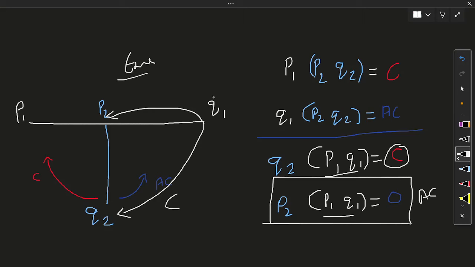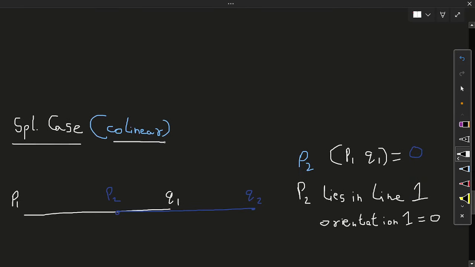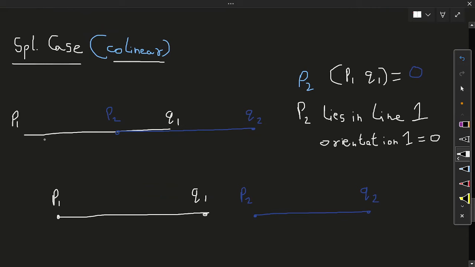So we have solved the question, but we have an edge case. The special case is collinear. So what is collinear? Collinear means the line is inside another line, so it lies on the same plane. Suppose this line: one point lies clockwise, another point lies anti-clockwise.